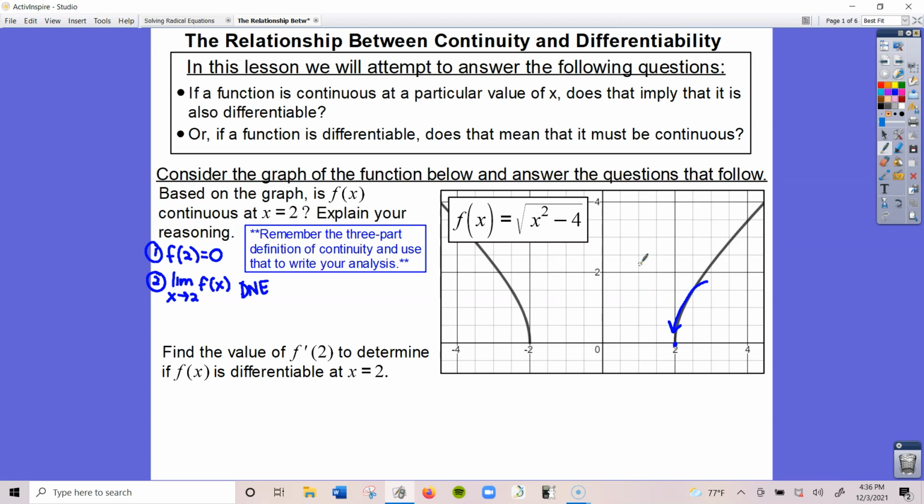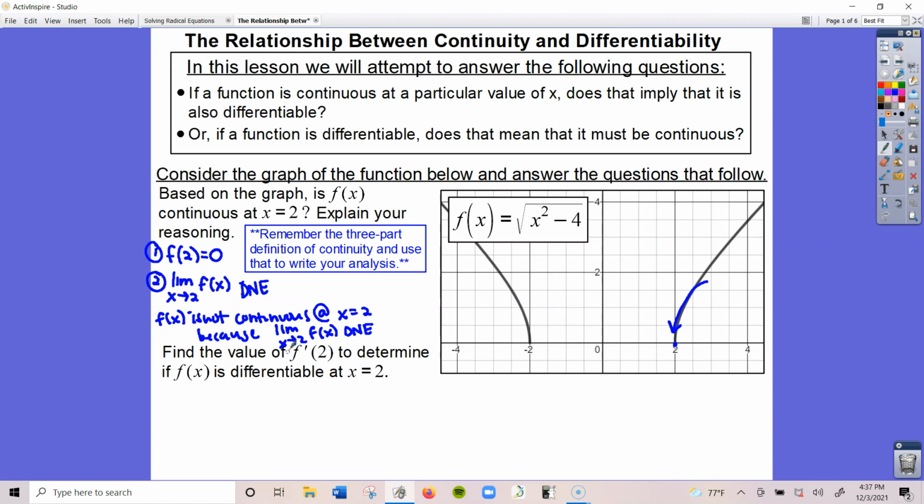But just to review, that third part of continuity is going to be that the function value must equal the limit value. So we would say here that f of x is not continuous at x is equal to 2 because the limit as x approaches 2 of f of x does not exist. Now we're going to see, just because it's not continuous, maybe it is differentiable at x is equal to 2.